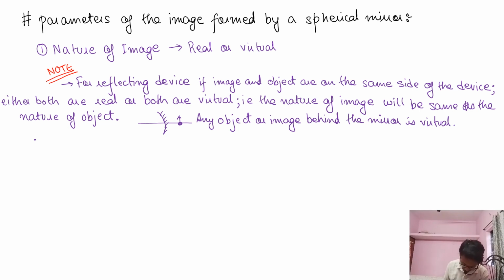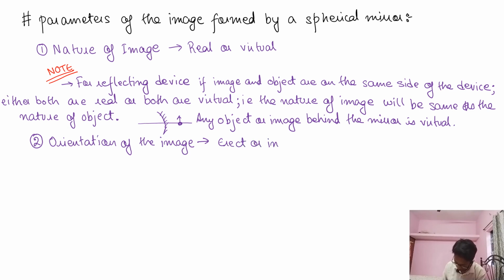The second parameter we'll study is the orientation of the image. That means the image is erect or inverted. In a mirror or in a lens, sometimes the image that is obtained gets inverted.